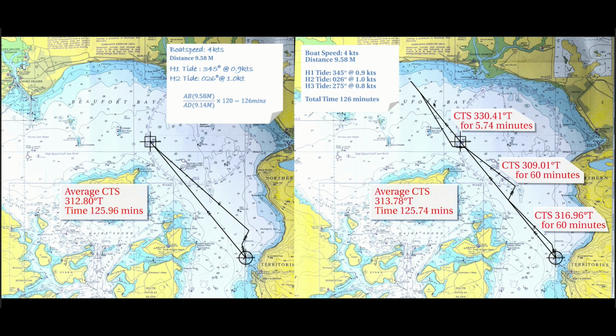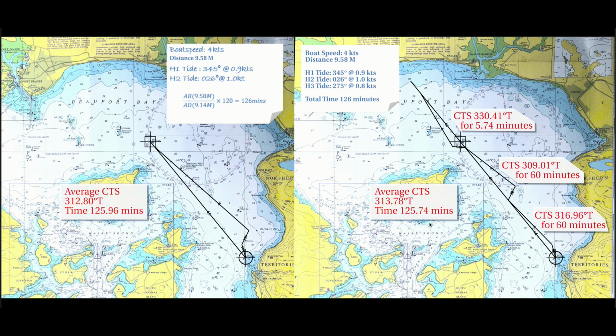I think you should really calculate it for the entire length and not just presume that these tides are going to hold for the last 6 minutes. Because what if at the end of this, there's a really strong tide that goes against you and actually stops you from ever getting there, you know? So that's how it should be. So 60 minutes of this, 60 minutes of that, and then 5.74 minutes of that. And that is your course to steer.